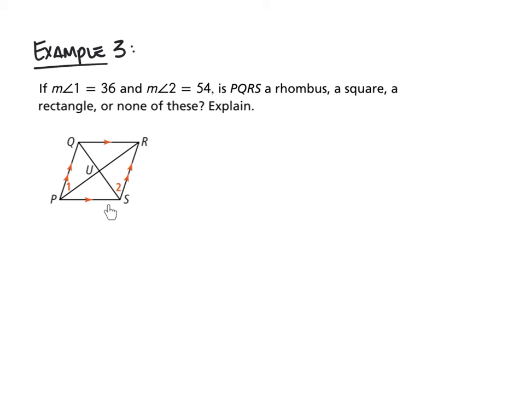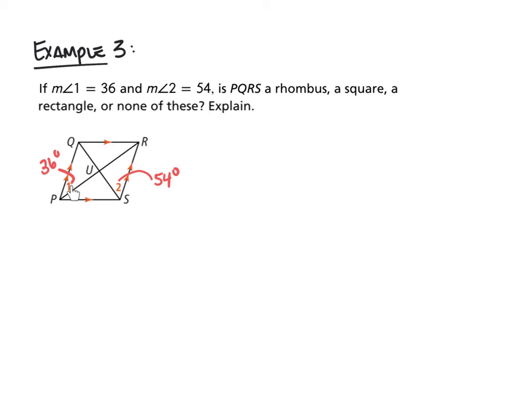Now for our last example, it says if the measure of angle 1 is 36, let's go ahead and draw that in here. We'll say that this is 36 degrees, and the measure of angle 2 is 54 degrees. Is PQRS a rhombus, a square, a rectangle, or none of these? So, okay, what do we have to go on here? Well, it says that these opposite sides are parallel to each other, and we have a couple angle measures.